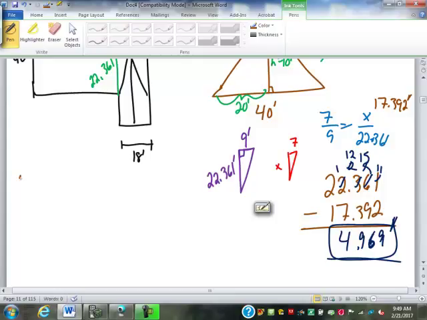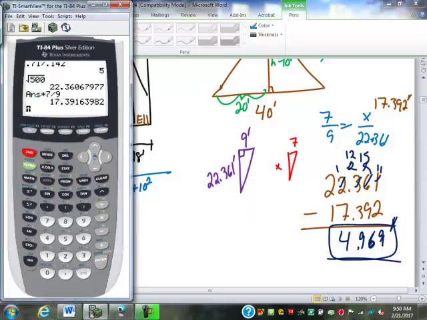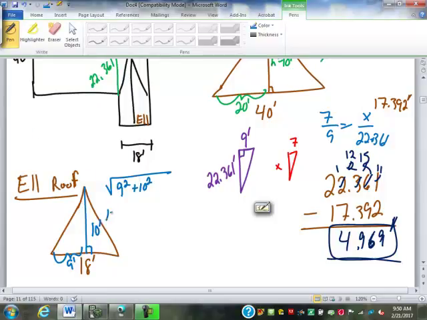So next, the L roof side. Remember, this here is the L roof. What's our span? 18. What's our slope? Don't know what our slope is. But we know our height is 10 feet. And we know the run is 9 feet. So this is the square root of 9 squared plus 10 squared. Which gives us 13.454. Very good.